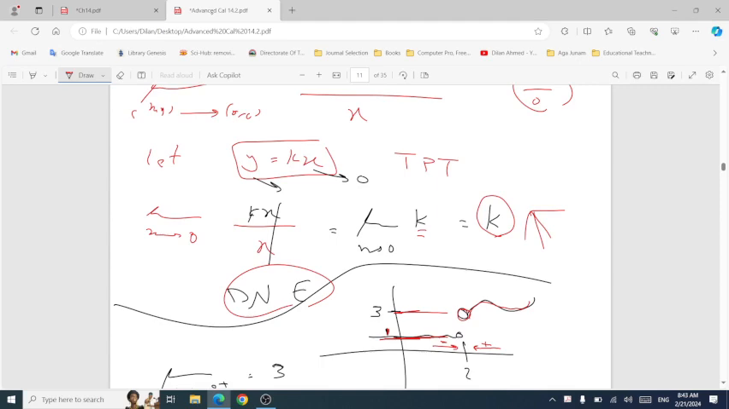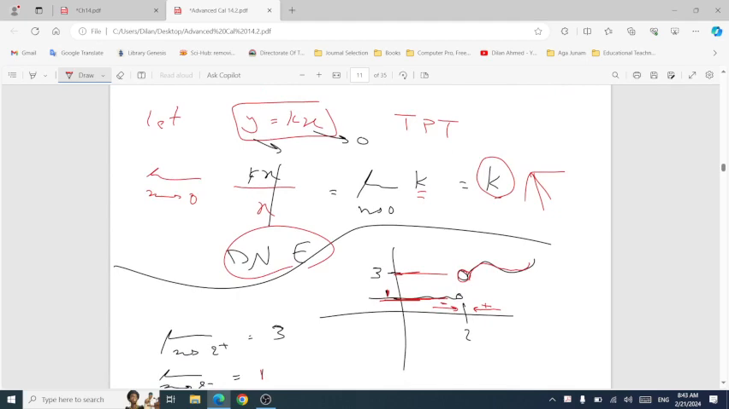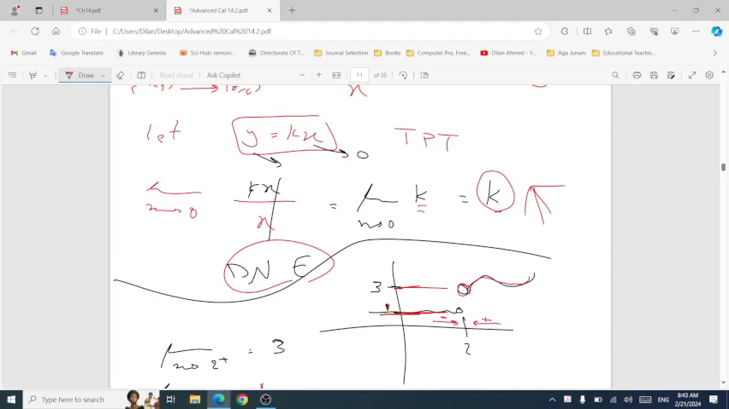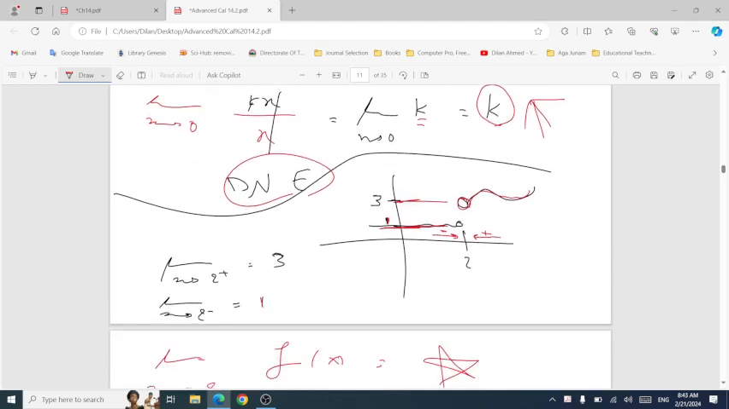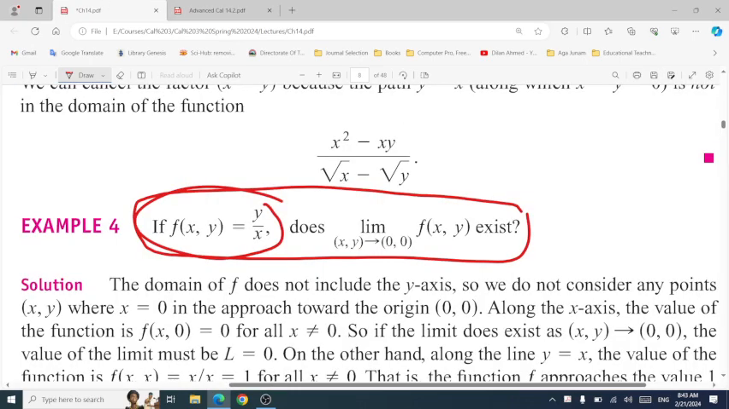I will share the PDF. If you feel free, you can do it, but I'm going to share. Understood? Good. That's why the two-path test is used, for what? For showing that a limit does not exist.